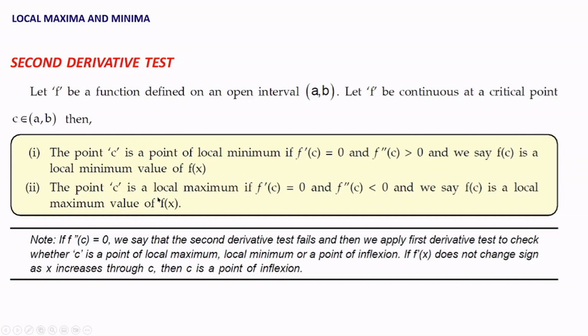Next we have point c as the local maximum if f dash of c is equal to 0 and f double dash of c is less than 0. And we say f of c is the local maximum value of f of x. Sometimes we will get a situation where f double dash of c is equal to 0. Then in that case, the second derivative test will fail and we have to apply only the first derivative test to check whether c is the point of local maximum, local minimum, or whether it is a point of inflection. If f dash of x does not change sign as x increases through c, then we call c a point of inflection.